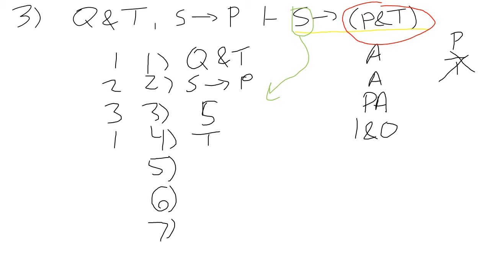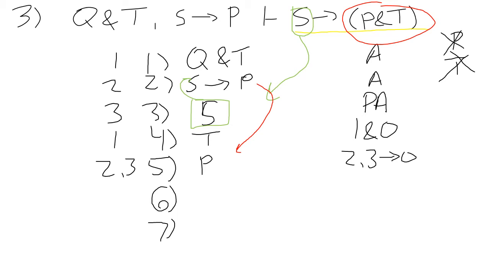So I can get my P by putting my S into here and then getting the P to drop out in line 5. So that would be 2 and 3, arrow out. And now I've got P and I've got T, so I just got to put them together in line 6.